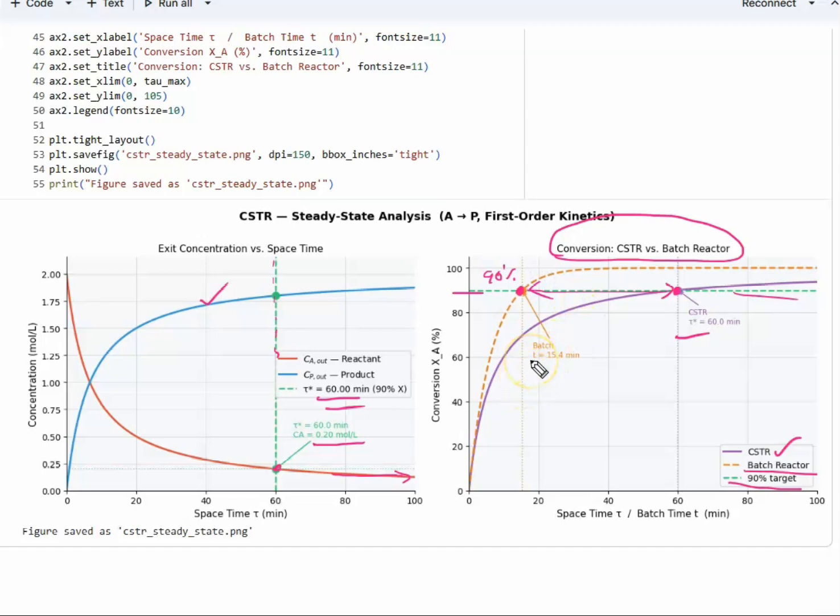And that is the complete steady state CSTR model, built from the mole balance, solved analytically and benchmarked against the batch reactor, all in just a few lines of Python. The big takeaway is that the CSTR design equation is elegantly simple: Ca out equals Ca in over 1 plus k tau. But the trade-off is real. Backmixing makes the CSTR nearly 4 times less efficient than a batch reactor for the same first order conversion.